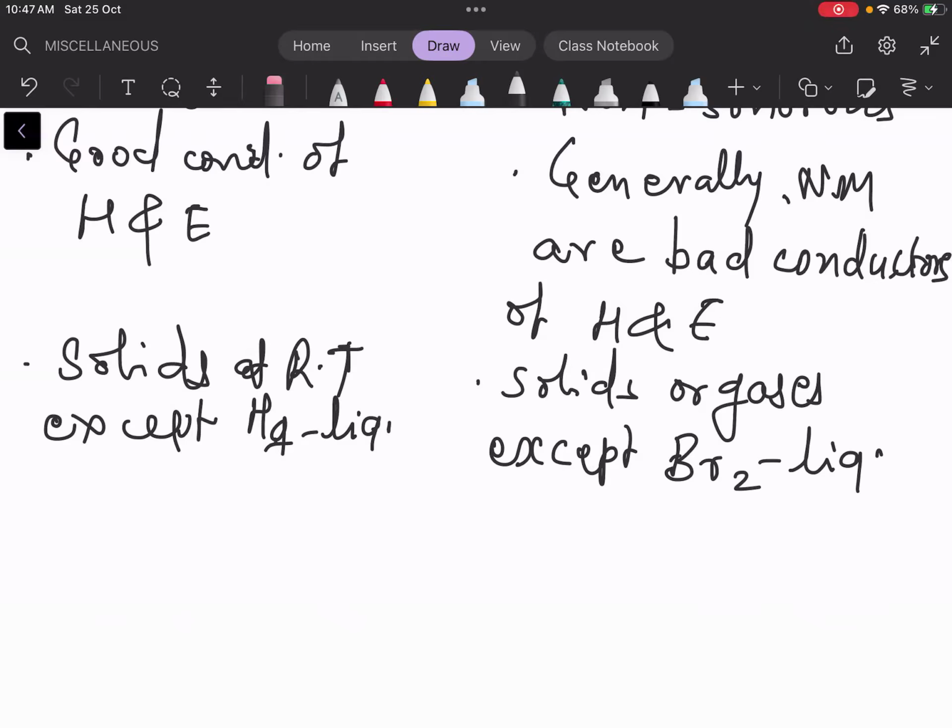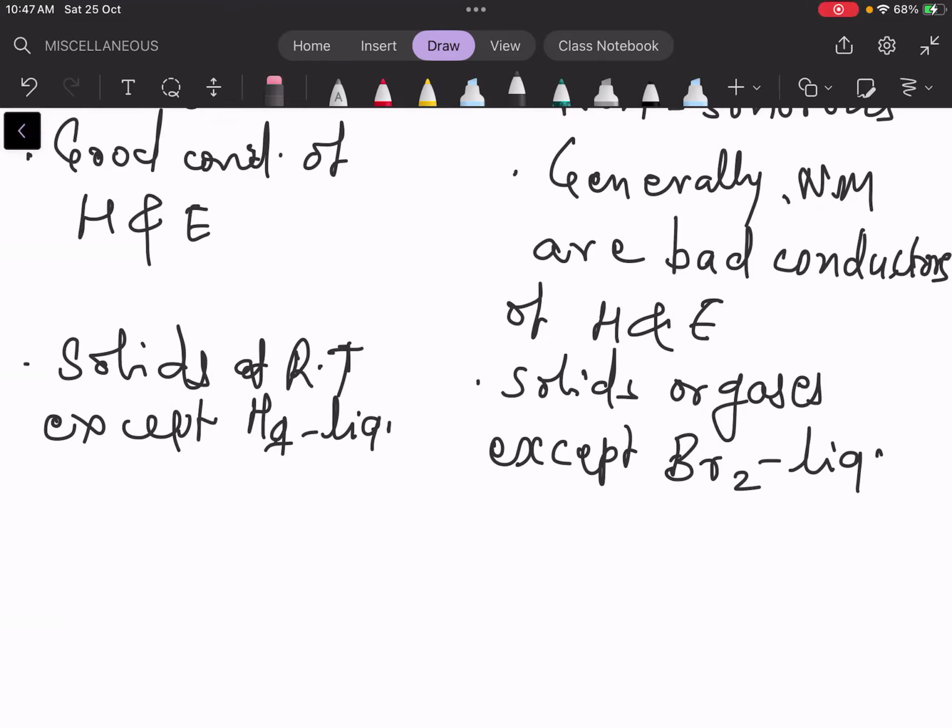The next point is reactions of metals and non-metals. Reactions of metals and non-metals.